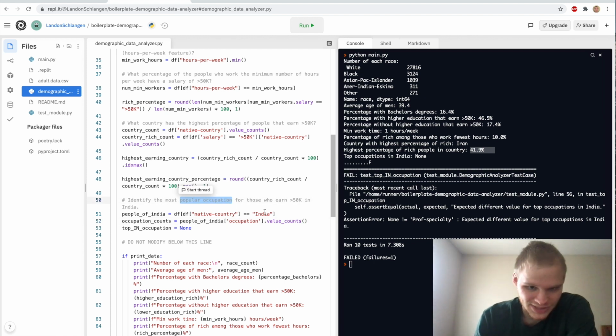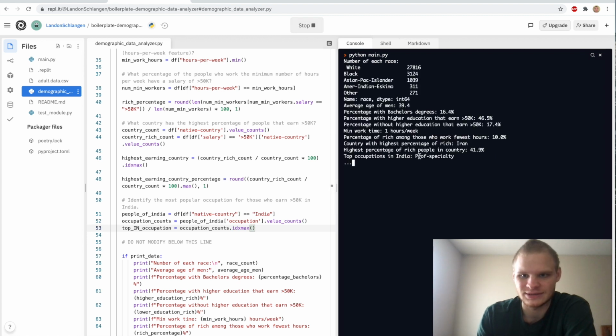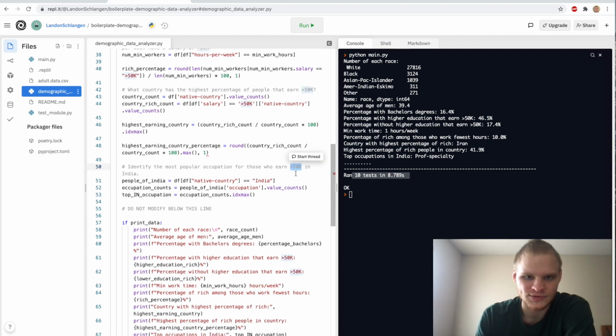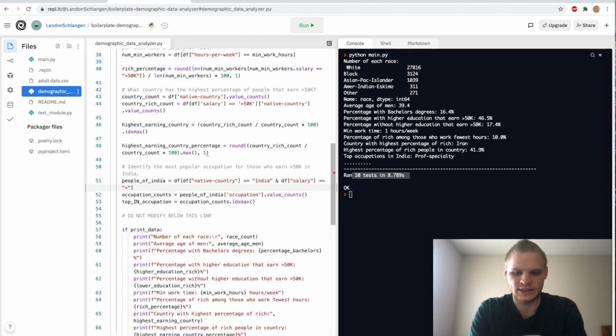I just realized I might have done something wrong because it's who earned greater than 50K in India, and I don't actually check for that the way I did it, but it ends up passing all the tests anyways, which is kind of weird. So let's try running it. Yeah, it does prof speciality, and it says okay for the 10 tests. So it actually is right, but I don't actually check those who earn greater than 50K. So I think I can just do that right in here, possibly with an and. So if we do and data frame of salary equals greater than 50K, so that should find the highest earner people of India, and it should be the same value. So let's try running that now.